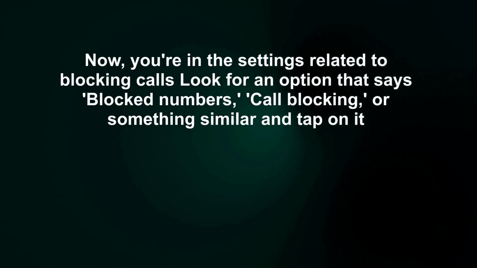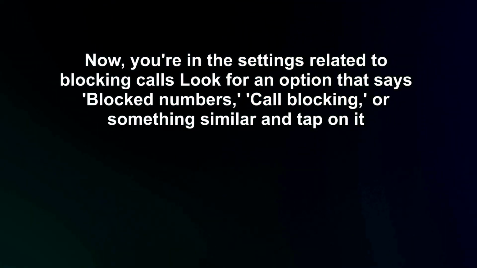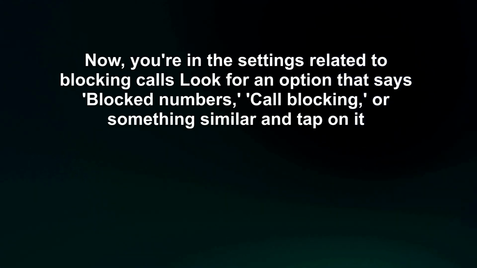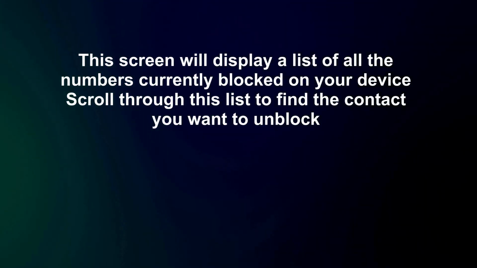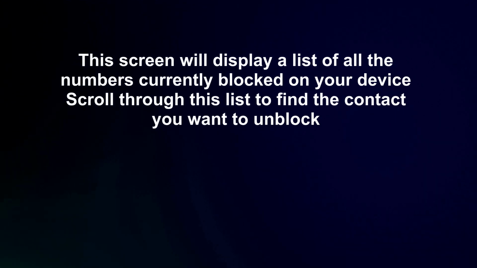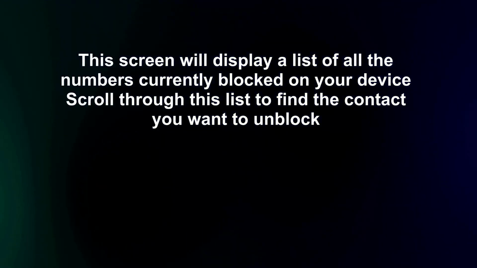Now, you're in the settings related to blocking calls. Look for an option that says Block Numbers, Call Blocking, or something similar and tap on it. This screen will display a list of all the numbers currently blocked on your device. Scroll through this list to find the contact you want to unblock.